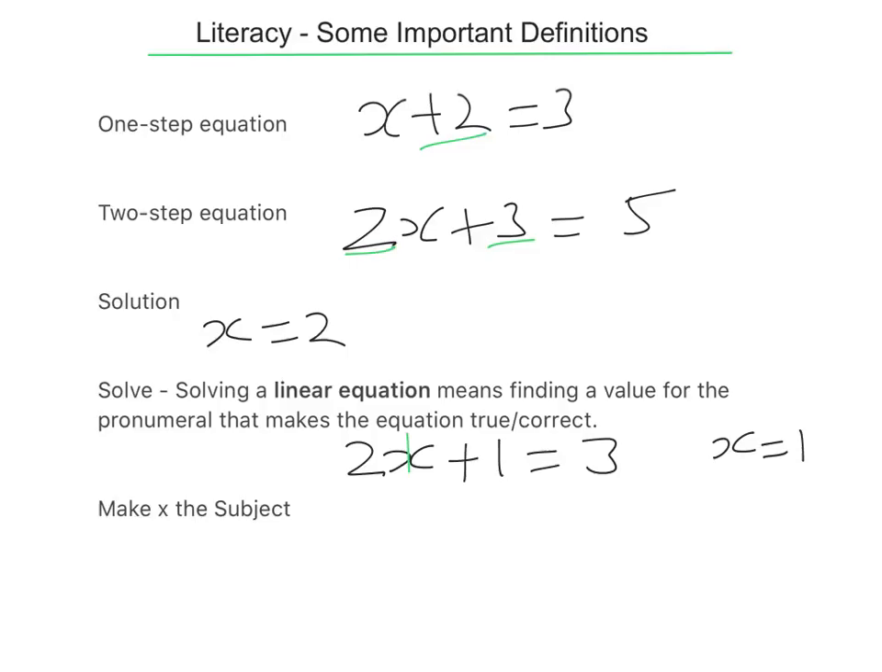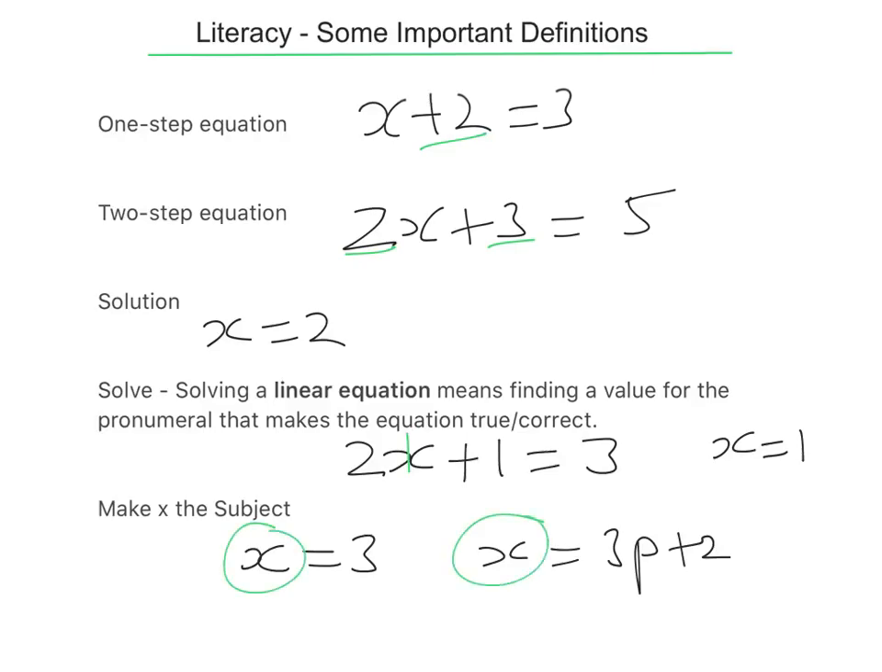The last one, making x the subject, just means having x by itself on one side of the equation, like this one or like this one. In both cases, x is by itself on one side of the equation. Make x the subject.